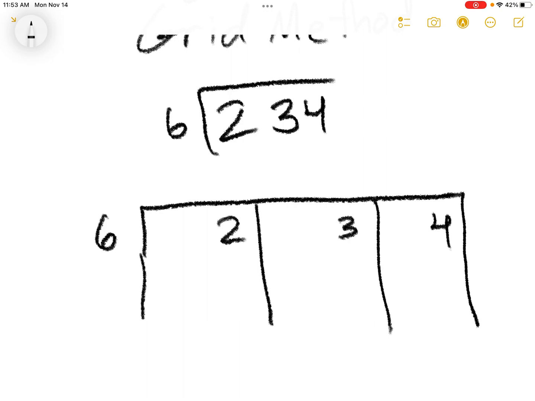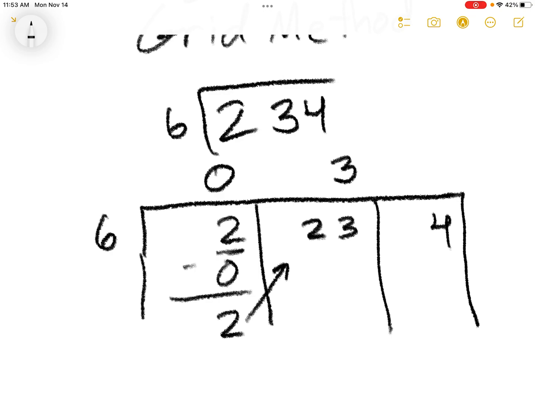Can I make a group of 6 out of 2? The answer for that's no. Okay, so I can put a 0 there. 0 times 6 is 0 with the remainder of 2. Now, this is where I bring over instead of bring down. Can I make a group of 6 out of 23? Yes, I can make 3 groups. 6 times 3 is 18.